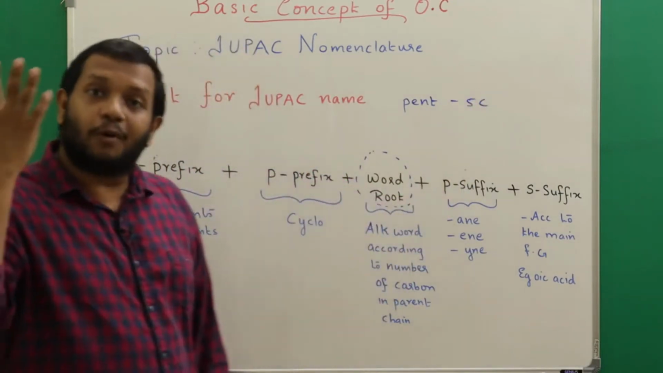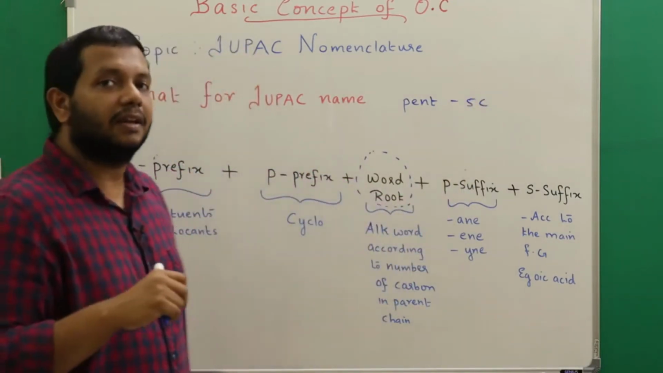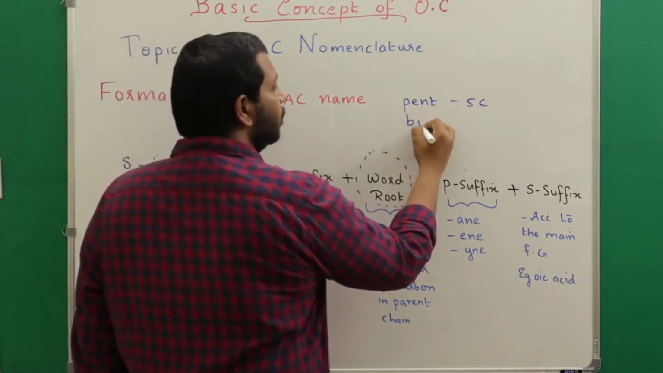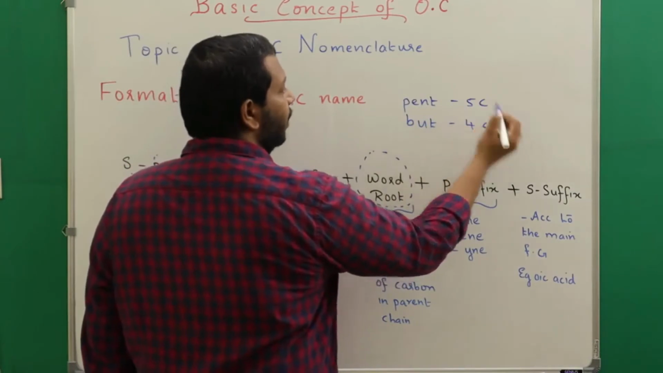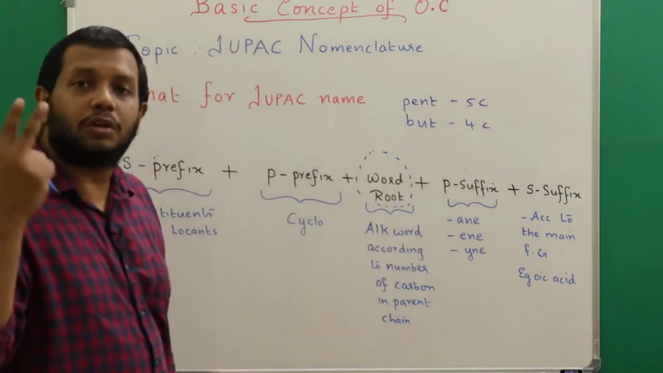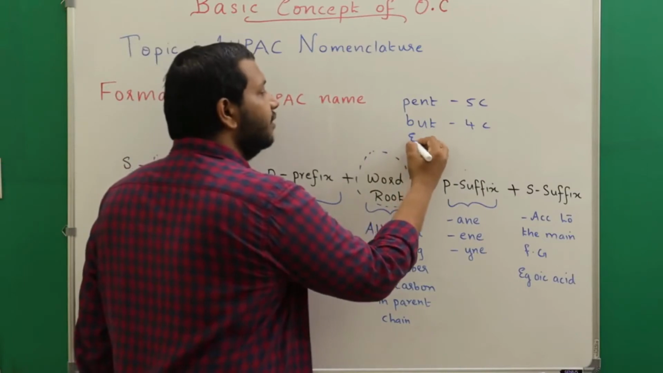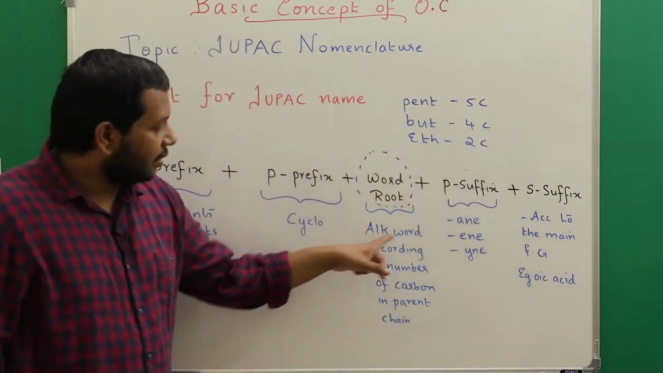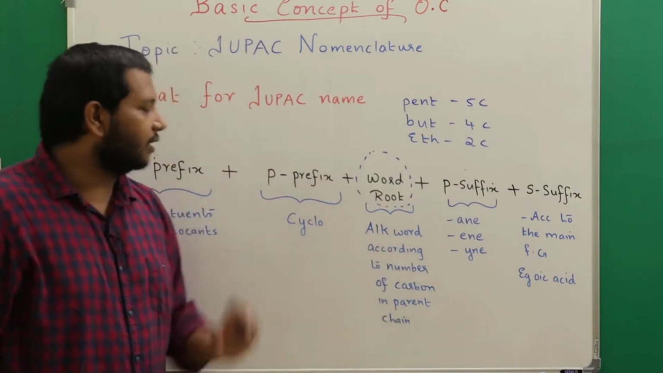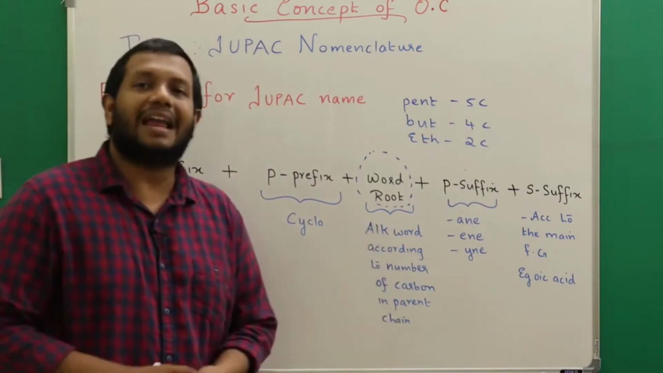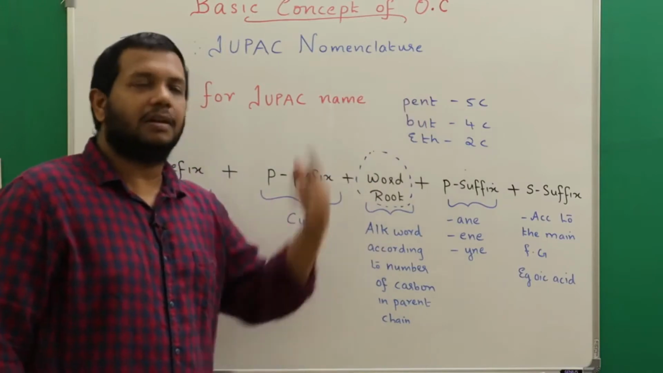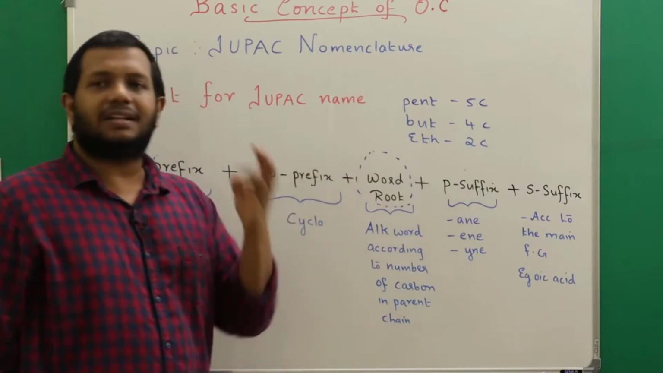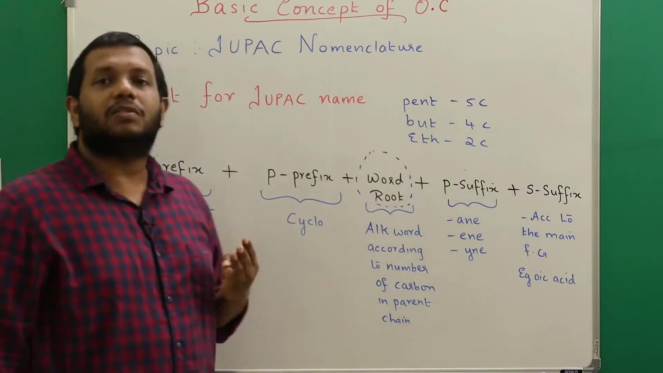Suppose there is only 4 carbon atoms, then what do we say? There are different terms. We say but, but is for 4 carbon atoms. Suppose there are only 2 carbon atoms, then the term is eth. So they are telling the alk word according to the number of carbon atoms in the parent chain. Alk word means terms like pent. So 1 means meth, 2 means eth, then 3 means what actually?